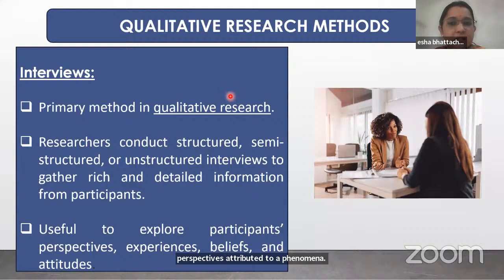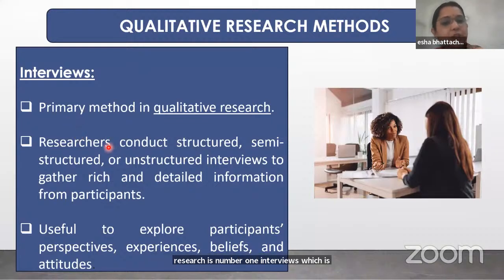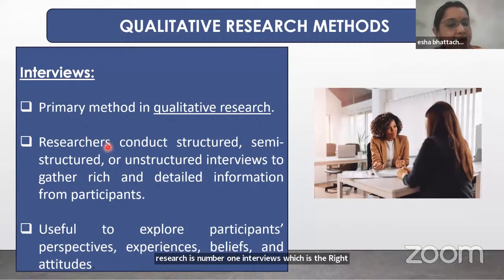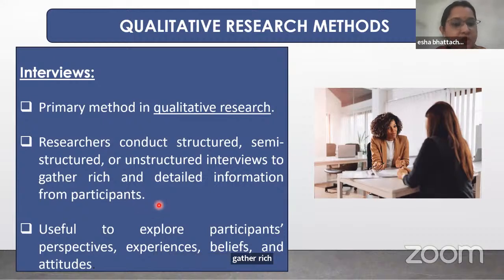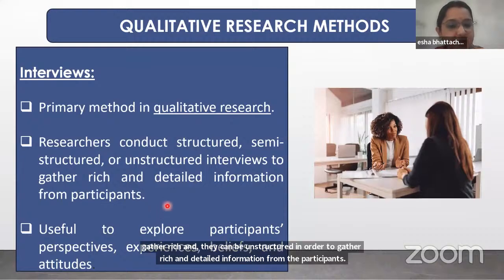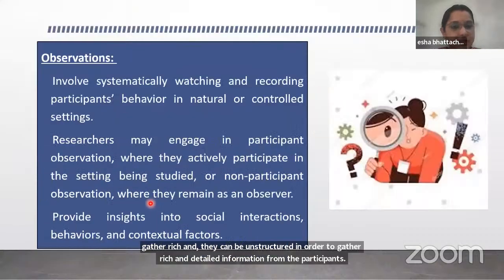Certain major research methods are used when we do qualitative research. Number one, interviews, which is the primary method. Interviews can be structured, semi-structured, or unstructured in order to gather rich and detailed information from the participants. It is very useful to explore the participants' perspectives, experiences, beliefs, and attitudes.